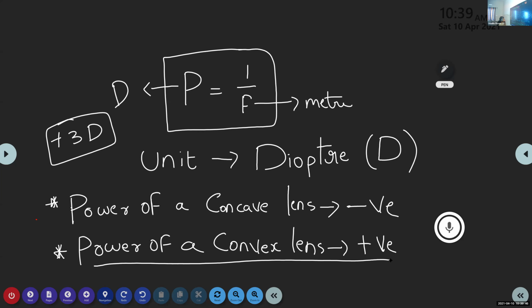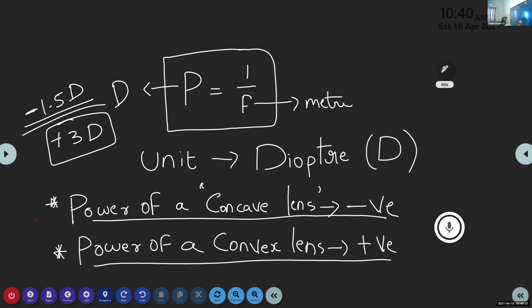Similarly, if the doctor prescribed -1.5 diopter, then we can say what type of lens is this? Concave, because here the power of the lens is negative. If the power of the lens is negative, then it is concave in nature. So that's all about the power of lens. It is a small topic, but you can expect more questions from this.